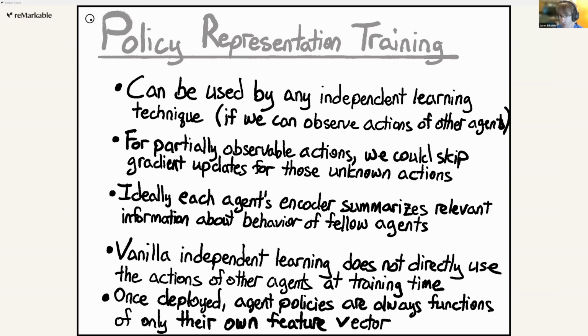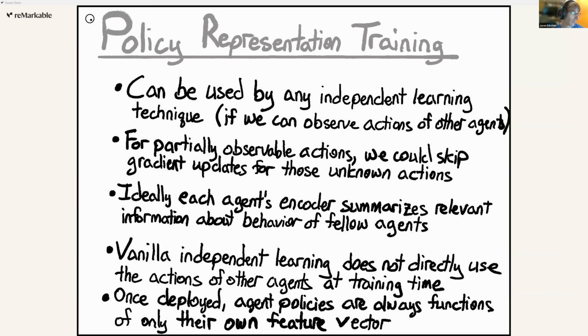So the goal for the encoder is to summarize the information about the other agents. When we do independent learning normally, whether it's value or policy based, the actions of the other agents influence the returns our agent gets in training, but it's an indirect process, right? Here we're trying to directly take information about the actions of the other agents and incorporate it into the training process.